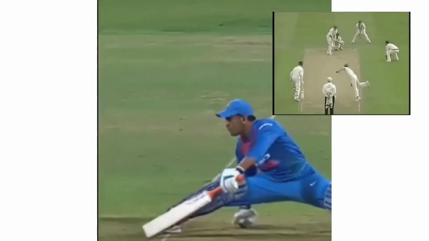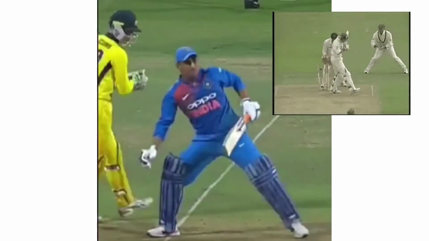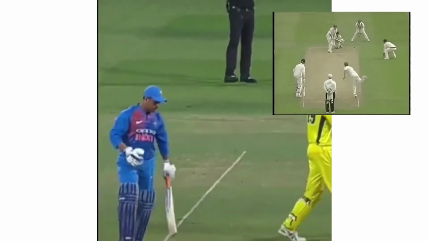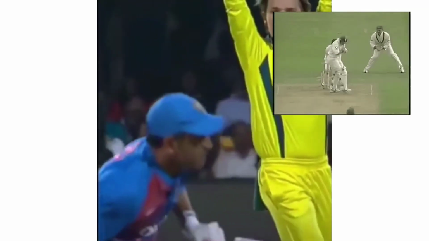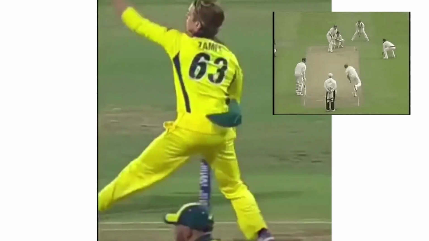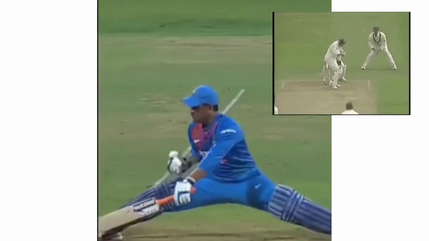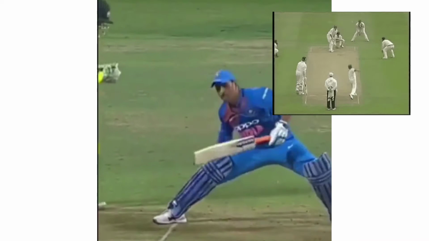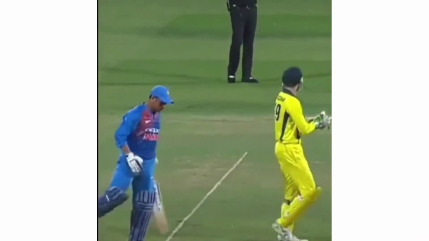Mayank makes room as he clears his front leg. He looks to slam it over the offside, but it hits the upper half of his bat and goes straight up in the air. And Glenn Maxwell, one of the safest hands in international cricket, holds on to it. And after that, wickets just tumbled.